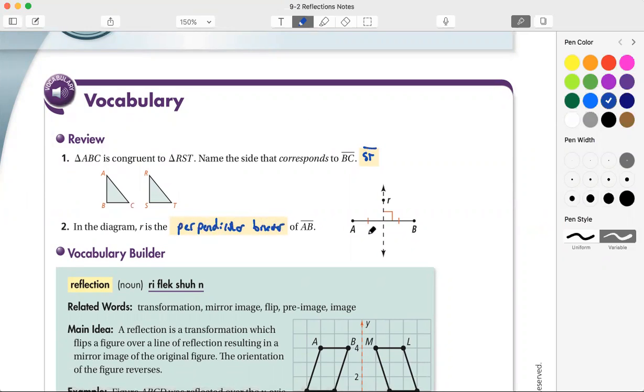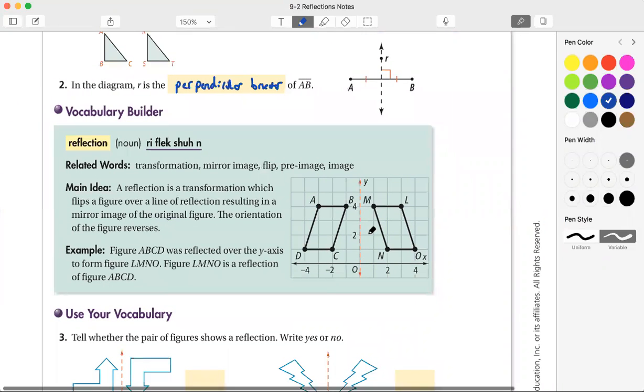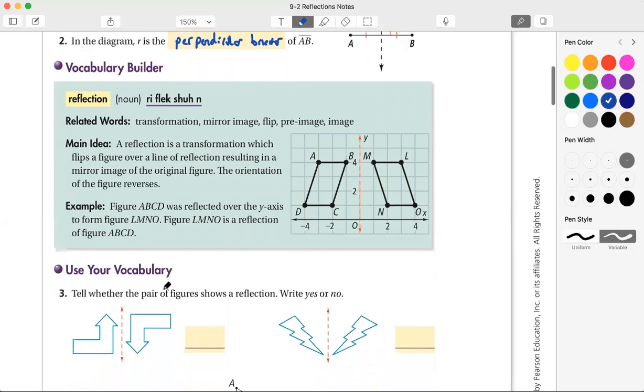of line segment AB. So a reflection is a transformation which flips a figure over a line of reflection, resulting in a mirror image of the original figure. The orientation of the figure reverses. So for example, figure ABCD was reflected over the y-axis to form the figure LMNO. Figure LMNO is a reflection of the figure ABCD.